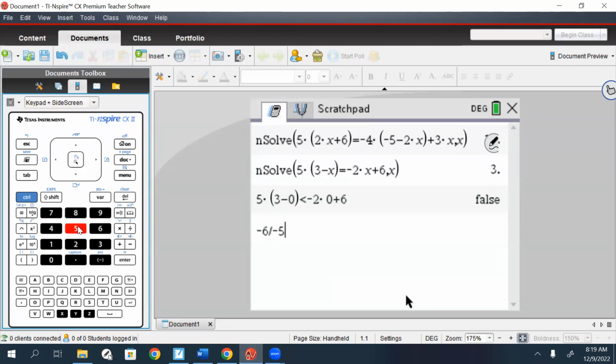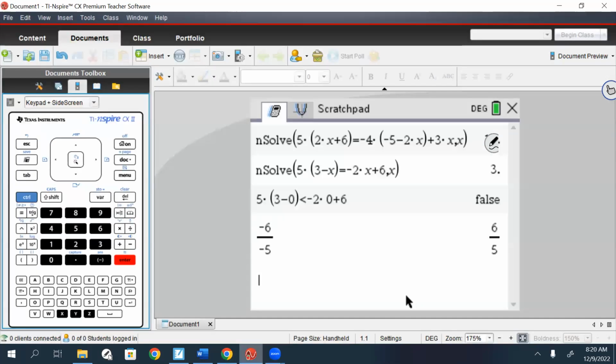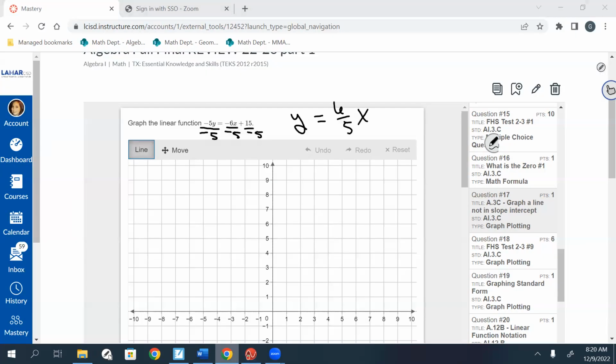So -6 divided by -5, press enter, and it tells you it's 6/5. So 6 over 5. We have x, and then you can do 15 divided by -5, press enter, and you've got -3. So we have to think of that as a -3.